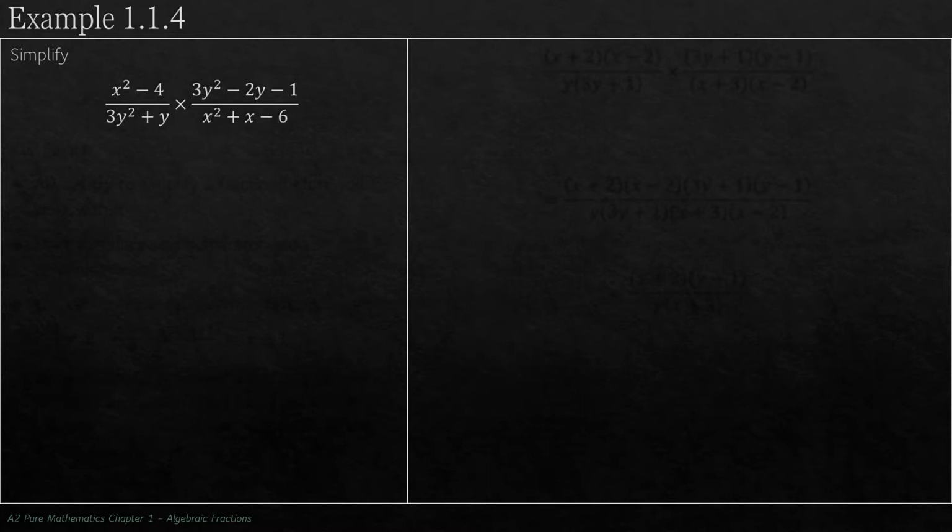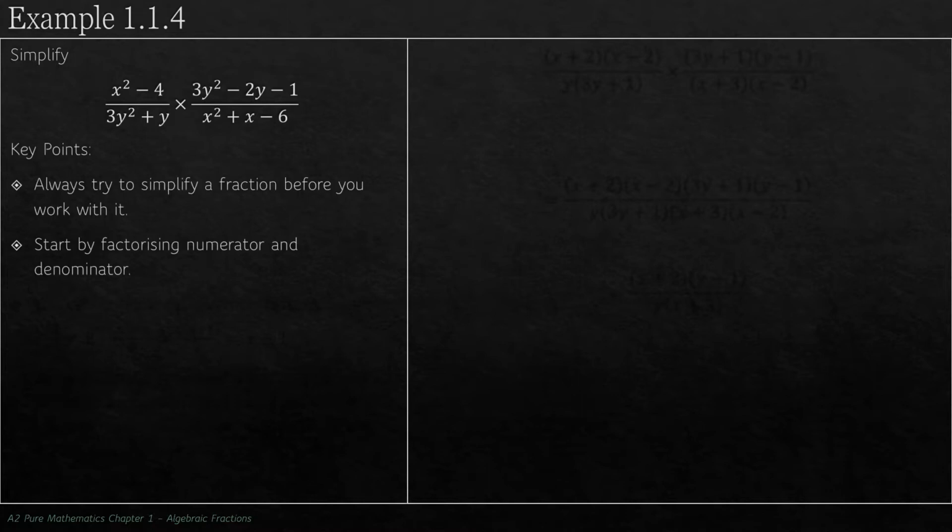So the first thing that we need to do is to try and simplify the fractions. We looked at this briefly at the start of the first video. So to do that, we factorise, and then we cancel out any common factors on the numerator or the denominator.